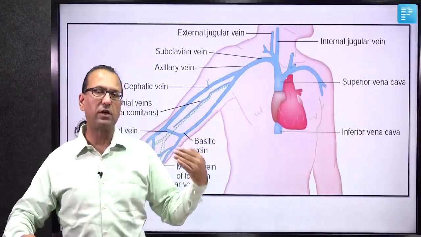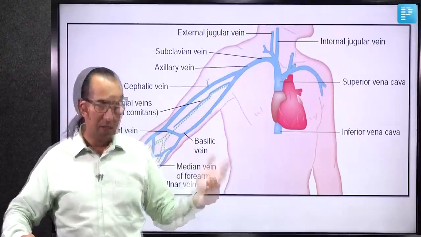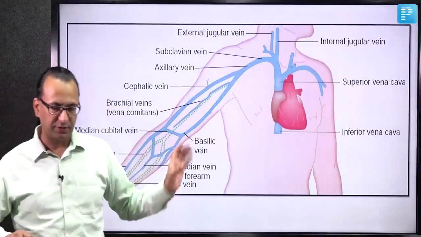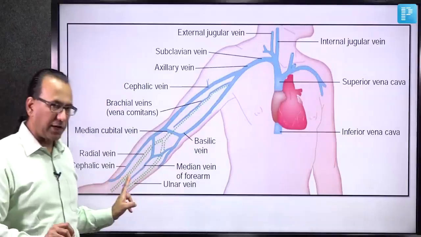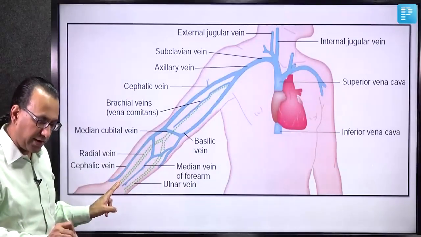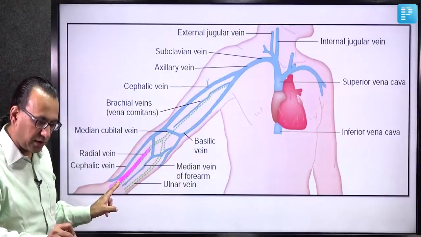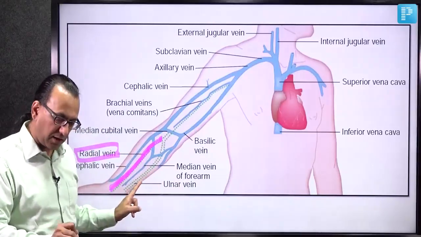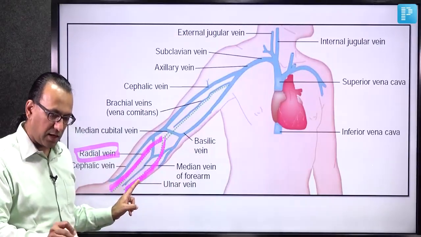There is another set of superficial veins as well. Before we talk about superficial veins, let us just discuss the deeper veins first. You will notice that there is a radial artery, so there will be a radial vein as well towards the radial bone, and towards the ulnar bone you will have the ulnar artery, and there is this ulnar vein as well.